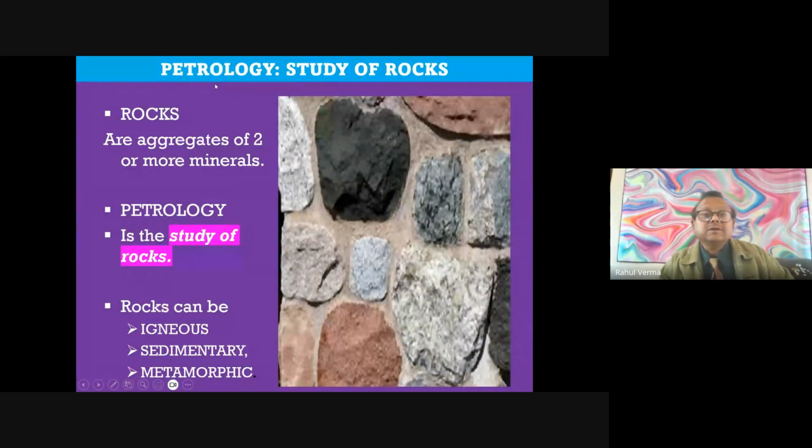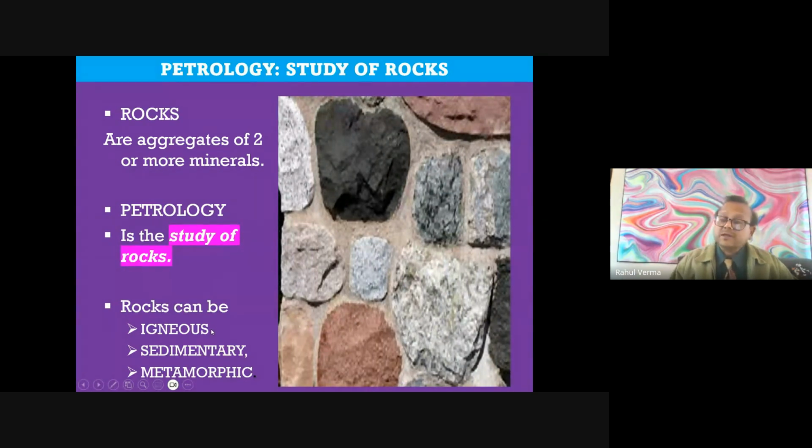Now petrology. The Latin word petros means rocks, so it is the study of rocks. And rocks can be of three types: igneous, sedimentary, and metamorphic. Igneous is the most basic primary rock, meaning when the earth was forming, everything was magma. When the cooling of magma started, we got the first type of rock, called igneous.